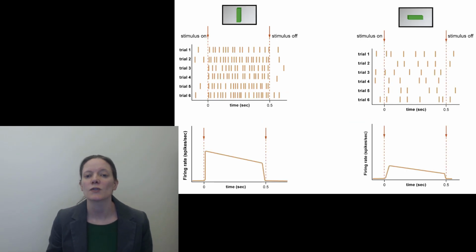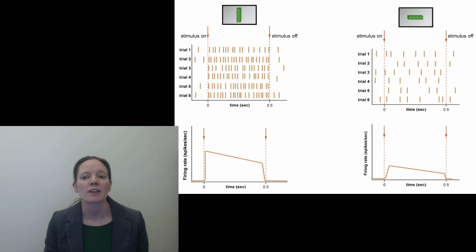Often, PSTHs for two different conditions will be plotted side by side, or even on the same axis for easier comparison. Each line reflects an average over many trials of the same type, aligned to the same events, such as stimulus onset. In this example, you can see that a neuron in V1 has a strong visual response to a vertical bar, but a much weaker response to a horizontal bar.